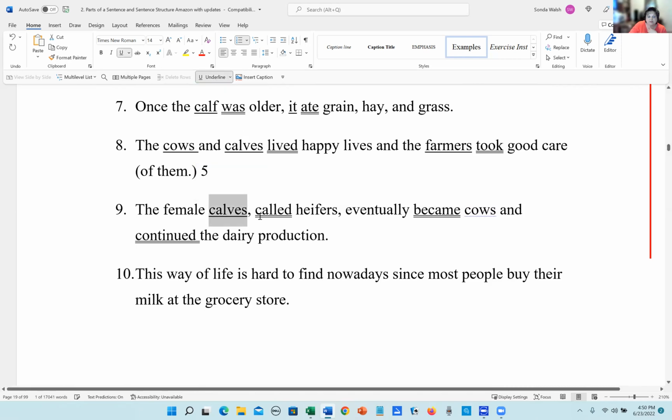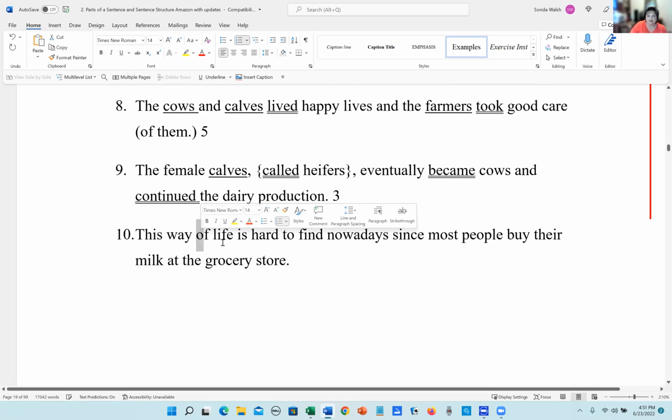So that is the subject. And here we have "called heifers." This is a phrase, and it's describing calves. So we're going to just leave that alone. So the calves became cows and continued the dairy production. So what we have here is calves became and continued. We have one subject and 2 verbs, and that was a hard sentence, wasn't it? Did you get that? That was a really hard sentence.